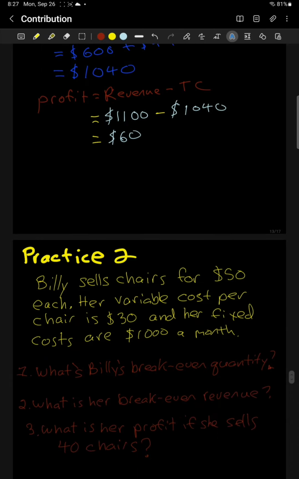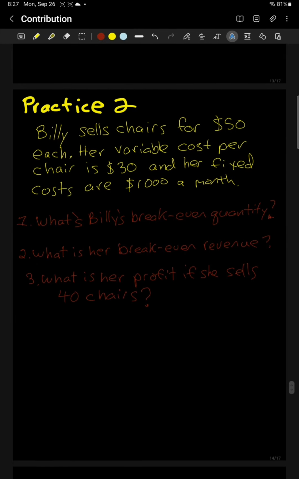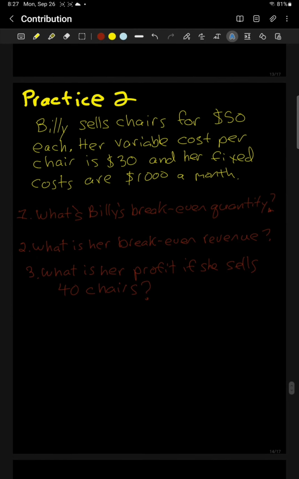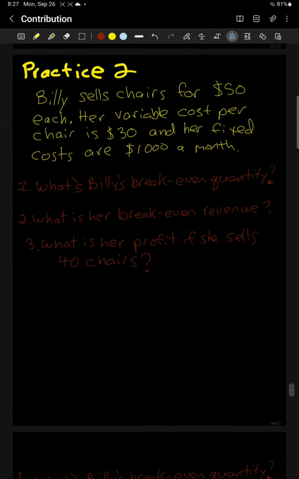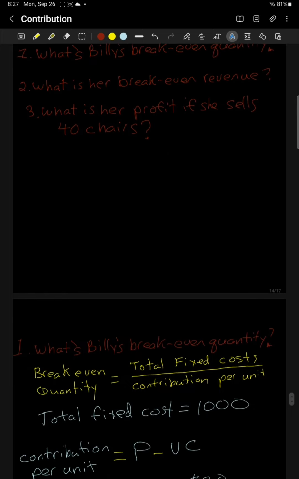So let's go to practice 2. Billy sells chairs for $50 each. Her variable cost per chair is $30, and her fixed costs are $1,000 a month. What's Billy's break-even quantity? What is her break-even revenue? What is her profit if she sells 40 chairs? Pause, and then answer these questions, and then unpause, and then we'll see the answers. Okay, let's go.